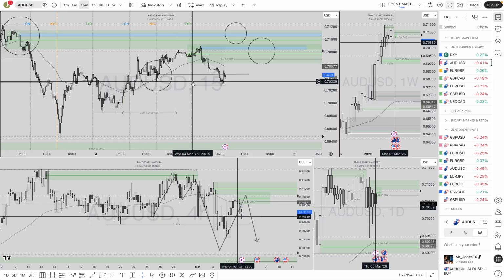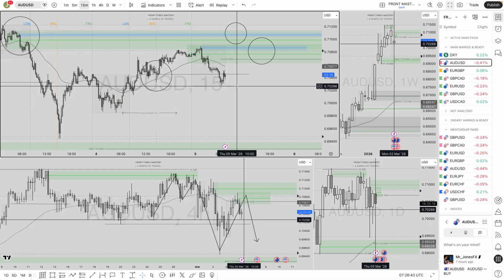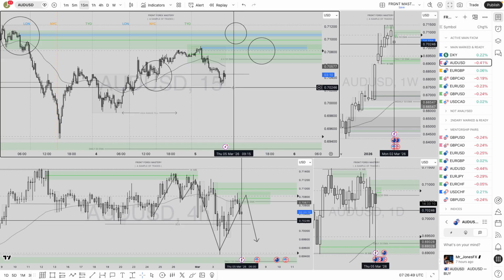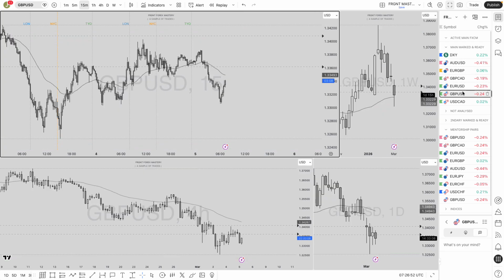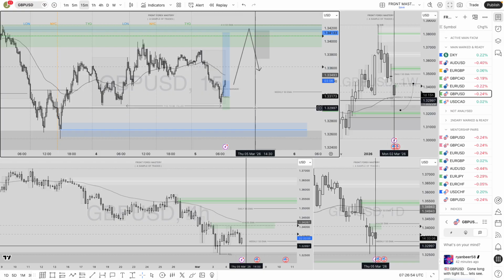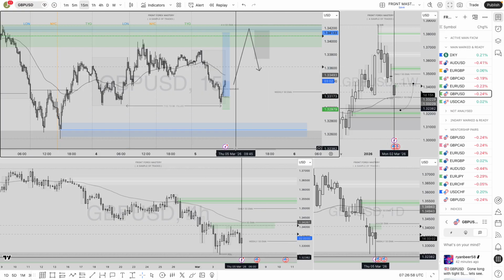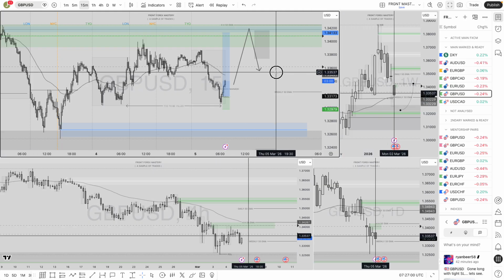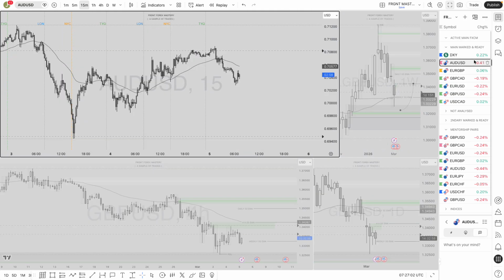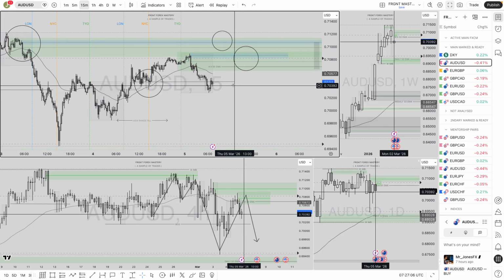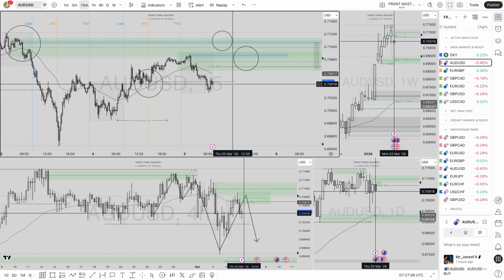I wouldn't have taken a long as I've taken a long on, what is it, GU, because we don't have that additional confluence that we had for that GU long. So for GU, we recognize we bounced off the 50 EMA, etc. That's already in the GU video. So I hope that makes sense for AUD USD shorts going into London. Hopefully that doesn't occur in Asia as well.